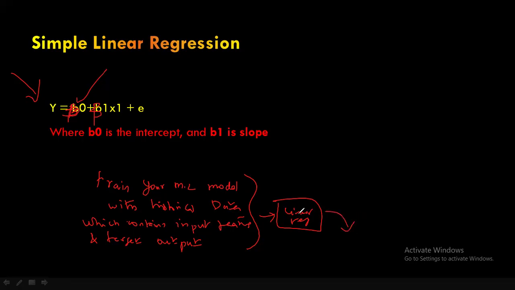For example, you train this linear regression model with the housing price data set, the historical housing price data set. This historical data set contains both the input features and the target output feature. You train this model, and the model learns the pattern from this historical housing price data. Once the model learns the pattern, your linear regression model is prediction ready.